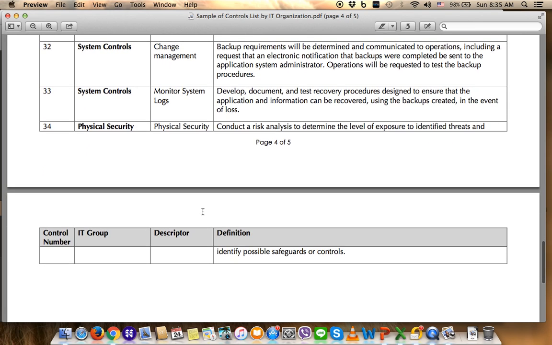So the next is monitor system log. So normally the IT infra or person in charge or system owner or system operator, they need to develop, document, and test recovery procedure to be designed to ensure that the application information can be recovered using the backup created in the event of losses. So the last is physical security to conduct a risk analysis to determine and measure the level of exposure, to identify the threat or vulnerability, to identify the possible safeguard and control.